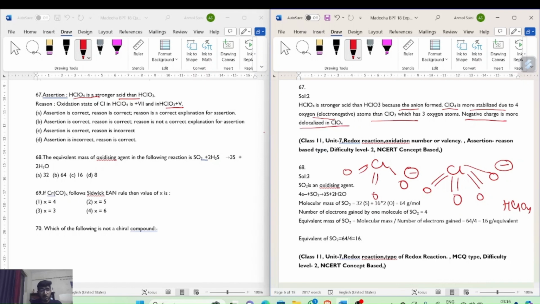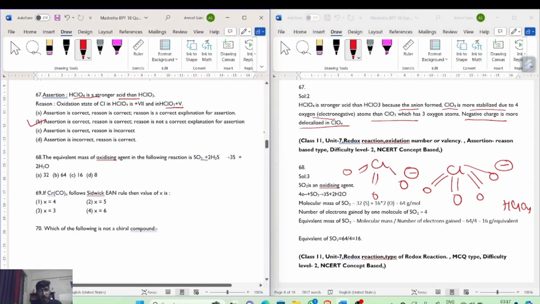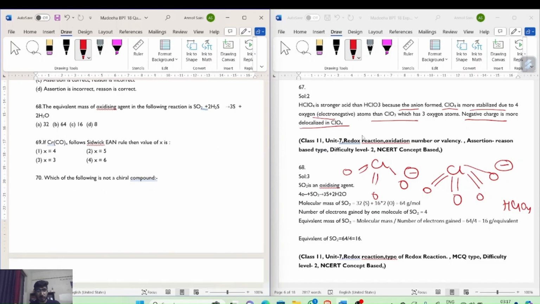So the correct answer is B, because the assertion is right and the reason is also right, because the oxidation state of Cl in this compound is +7 and in this compound is +5. But the reason is not the correct explanation of the assertion. So B is the correct answer.